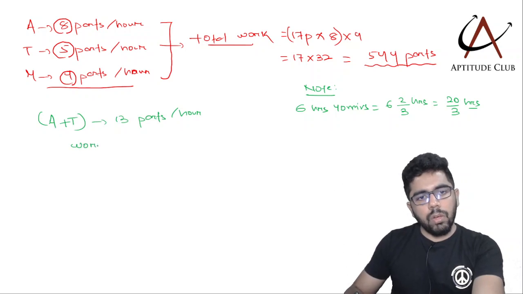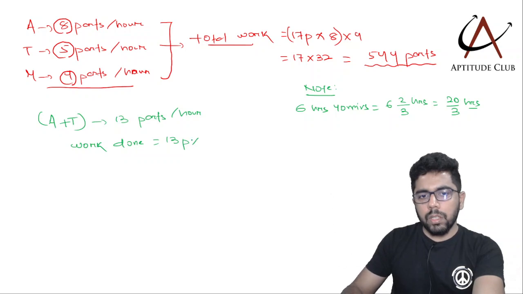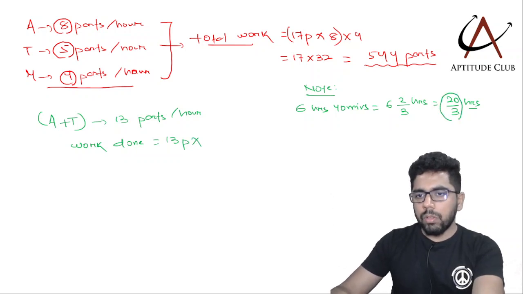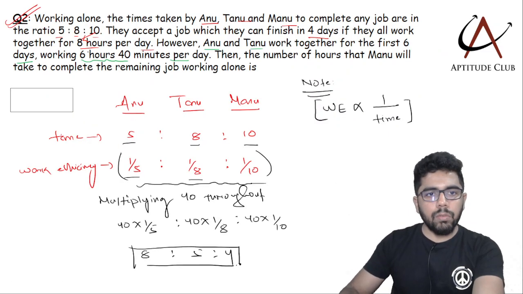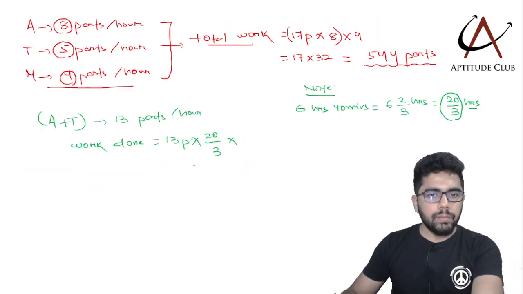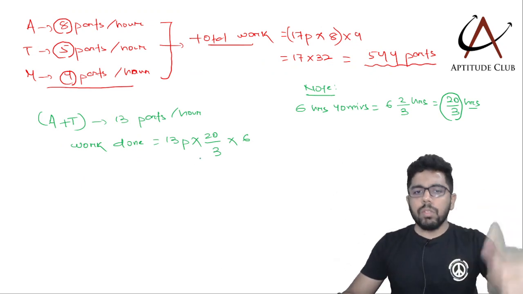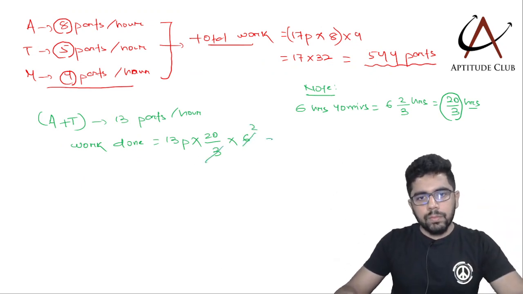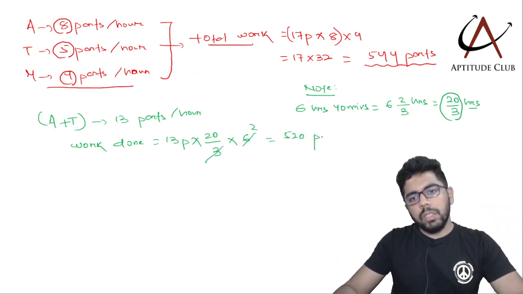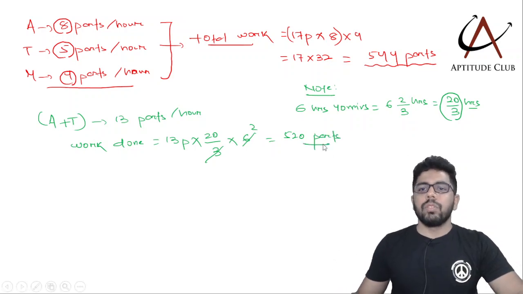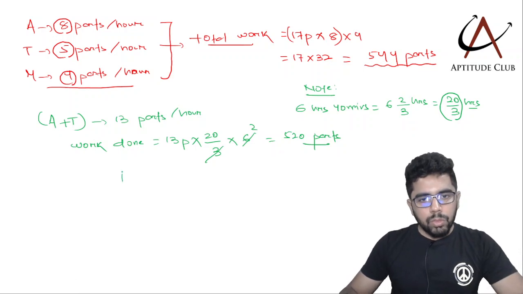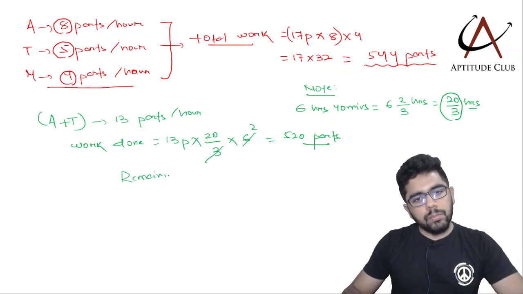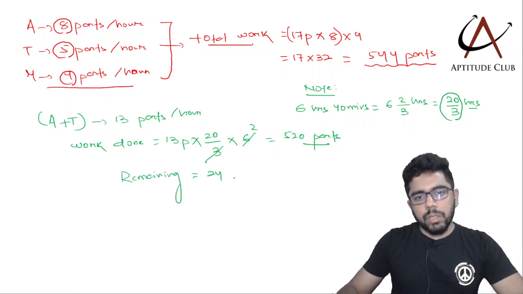So, what is the work done by them? They will do 13 parts per hour, and per day they actually work for 20 by 3 hours, and they do it for how many days? They work for 6 days. So what portion of the work was completed? So this is 2, so I'll get 520 parts. So out of 544 parts, 520 parts completed. So the remaining work is how much? The remaining work is 24 parts.